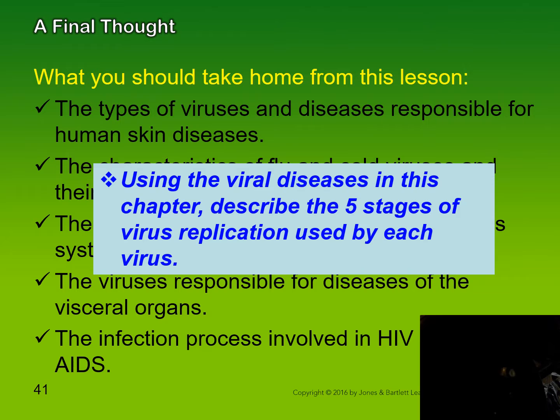As a big thought question, using the viral diseases in this chapter, describe the 5 stages of virus replication that are used by each type of virus. So remember, it's going to be very different, a DNA virus from an RNA virus. All right, thank you.